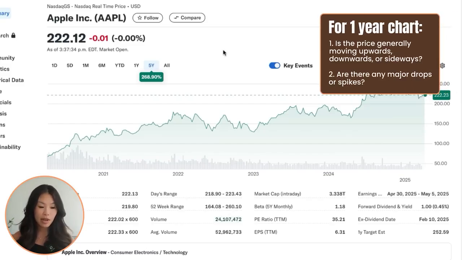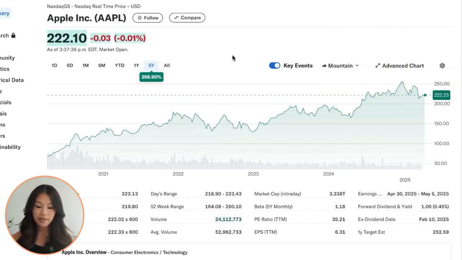Number 2, are there any major drops or spikes? Big sudden changes could mean that there was news or an event that affected the stock. We'll talk about this in future videos, but it's good to develop a habit of noticing these big moves now. The 5-year chart gives you an even clearer picture of how stable or volatile a stock has been.